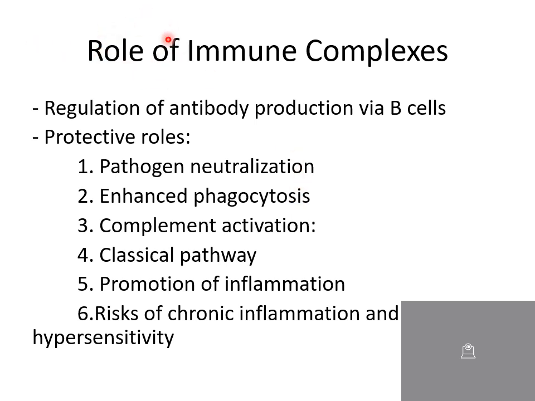Immune complexes have different roles, which include protective roles, and among these protective roles we have pathogen neutralization, which is blocking the pathogen from infecting host cells. It involves phagocytosis, which is the engulfing and killing of foreign substances, and it is done by different immune cells like neutrophils. Immune complexes can also activate the complement system through different pathways, like the classical pathway. They can promote inflammation, whereby if they are not cleared well from the immune system, of course it will lead to inflammation in different tissues like the kidneys.